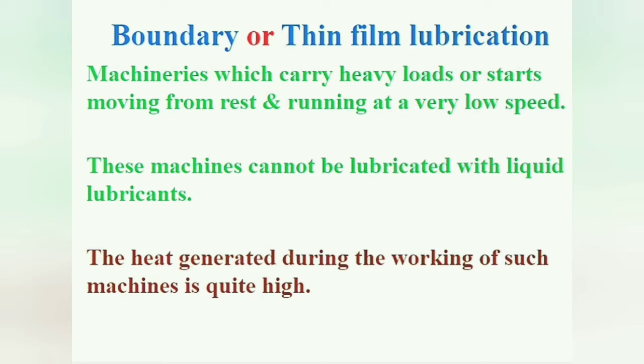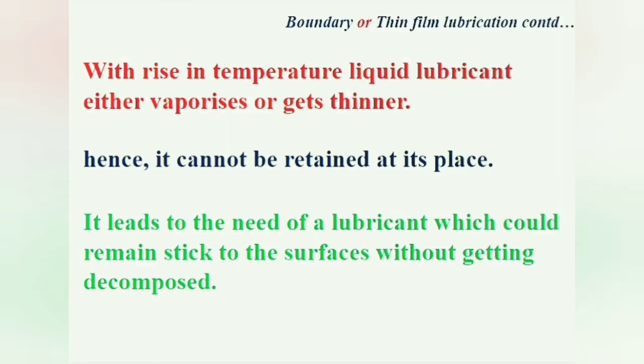Coming to the second type of mechanism, that is boundary or the thin film lubrication. When the machineries are carrying heavy loads, or they are starting from rest, or they are running at a very low speed, in such types of machines, the liquid lubricant does not act as a lubricant, because heat is generated, very high temperatures are reached due to the working of the machine, and at such high temperatures, the liquid lubricant either vaporizes away or it gets decomposed by getting thinner. Thus, it cannot be retained at its place.